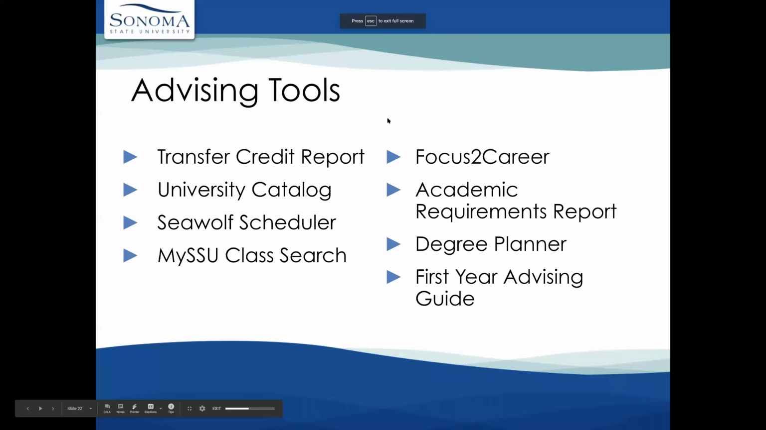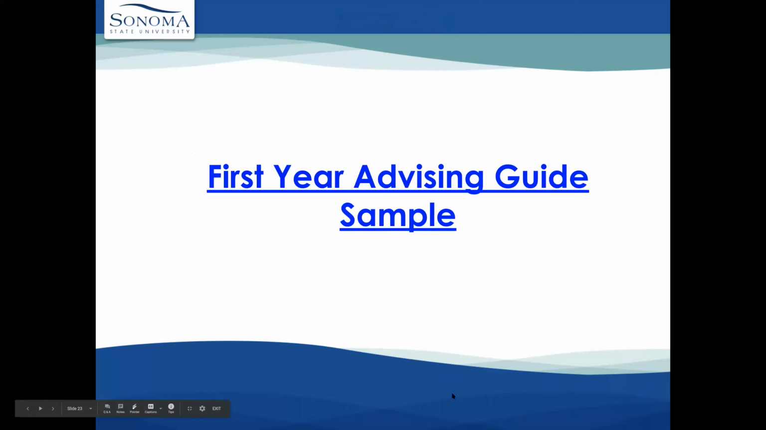So the Summer Bridge leaders are going to go over a few of these items under advising tools at 12. So be sure to attend your Summer Bridge group breakouts. They are going to go over Seawolf Scheduler and the university catalog and how to search for classes. So that's going to be really important for all of you that are planning to register for classes, which is all of us.